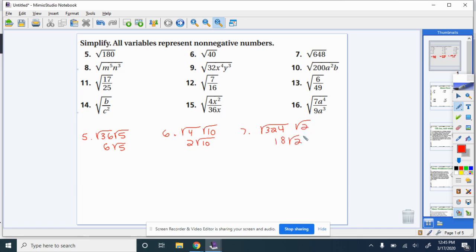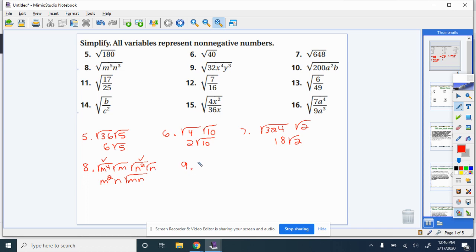Now, if you have a different answer, but the number under the radical is divisible by 4, 9, or 16, or any perfect square, you have to keep going. For 8, now we have the variables. We want to break up m to the 5th into m to the 4th times m, and we want to break up n to the 3rd into n squared times n. I know the square root of m to the 4th is m squared. I know the square root of n squared is n, and I'm left with mn under the radical.